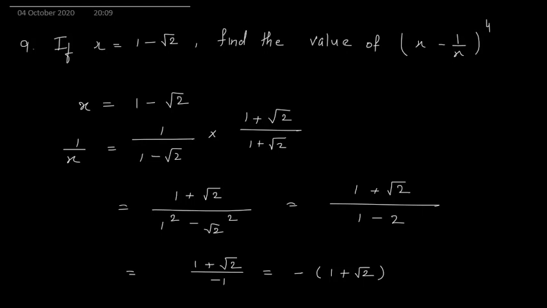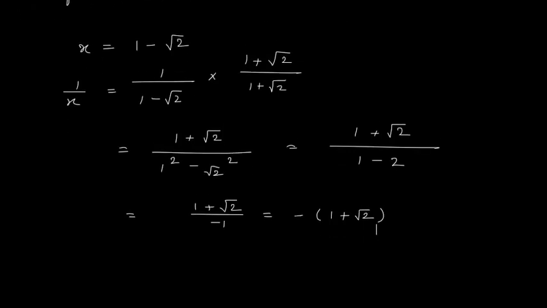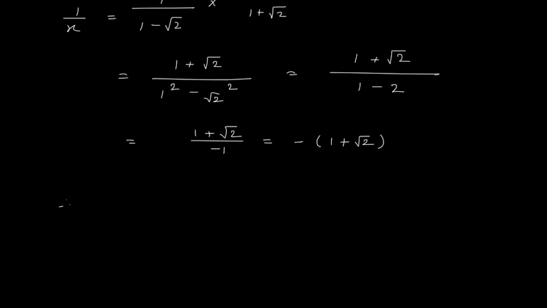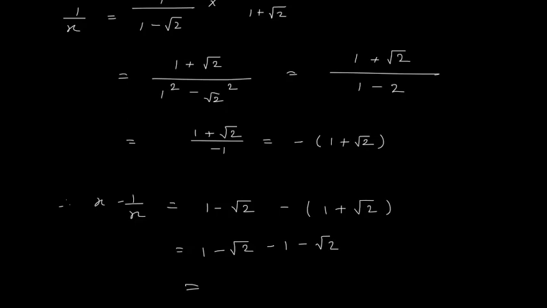Okay. Now I have to find x minus 1 upon x. So therefore x minus 1 upon x is equal to, value of x is 1 minus root 2 minus value of 1 upon x is minus of 1 plus root 2. So this will give me 1 minus root 2 plus 1 plus root 2. So 1 plus 1 is 2, and minus root 2 plus root 2 cancels. This is the value of x minus 1 upon x.